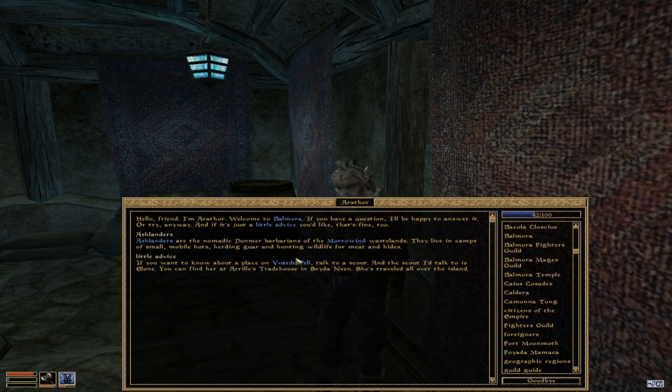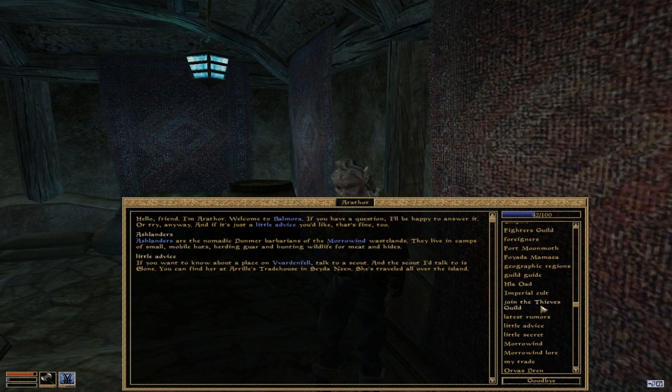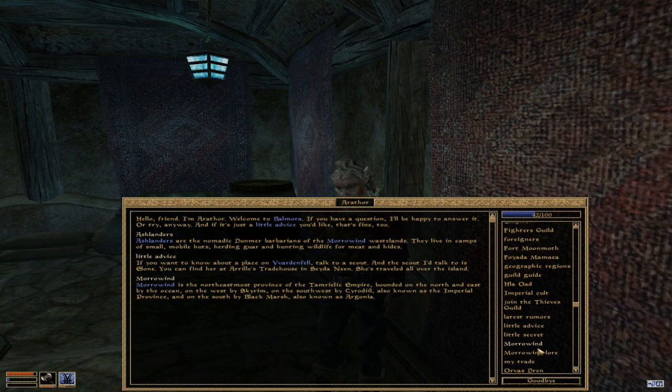Little advice. If you want to know about a place on Vvardenfell, talk to a scout. And the scout I talk to is Alone. You can find her at Rethan Straight House inside the inn. She's traveled all over the island.